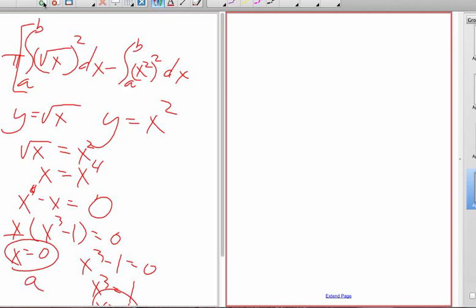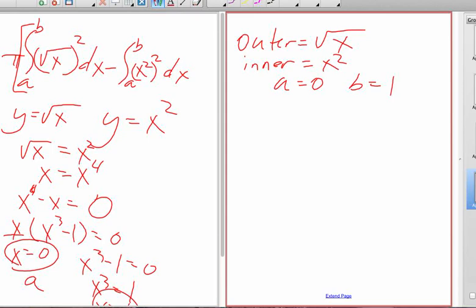So I know from looking at my graph that my outer one was the square root of x. My inner was x squared. A was 0, B is 1. So now I'm ready to come in and do my integral.